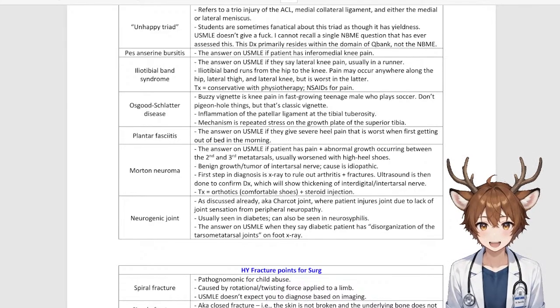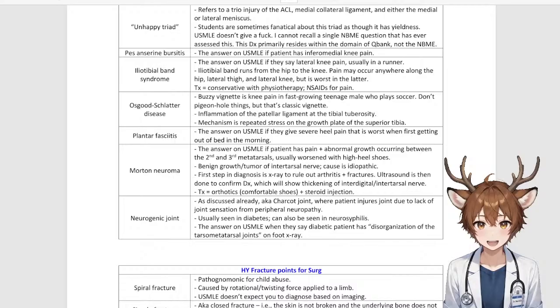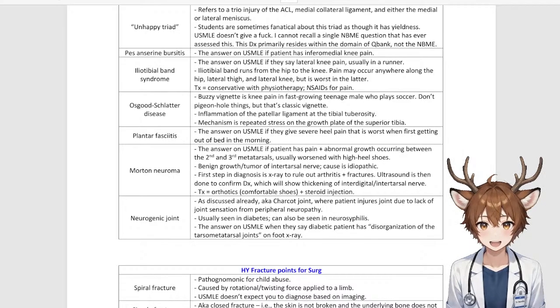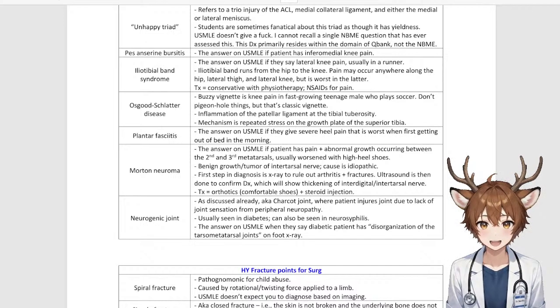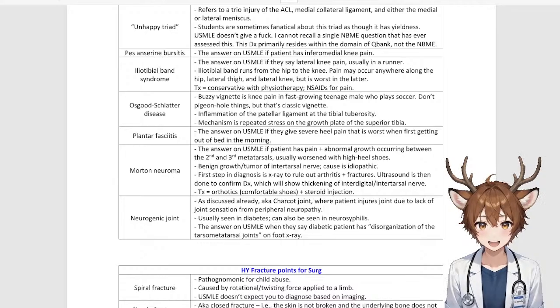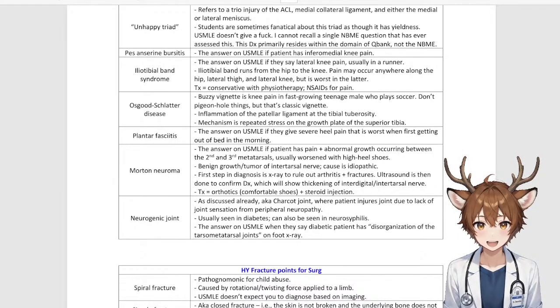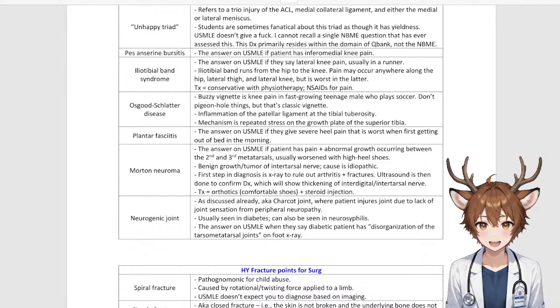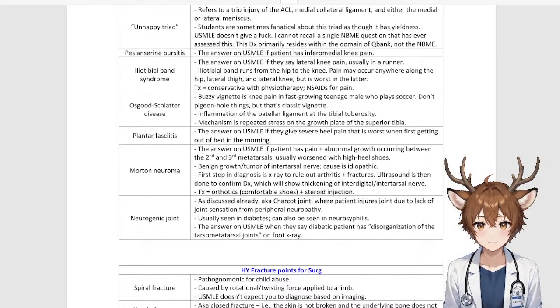Okay, what about Osgood-Schlatter disease? The buzzy vignette is knee pain in a fast-growing teenage male who plays soccer. Don't pigeonhole things, but that's the classic vignette. They might show that to you and say, oh, clearly it's Osgood-Schlatter, but maybe that's not the answer and it doesn't have the exact presentation. Just be aware of that. Not true for any of these things as far as I'm aware. They might have a classical presentation, you start thinking, oh, of course it's this thing, but maybe they don't give you the classic presentation, and so just be aware that things might be a little bit more complicated.